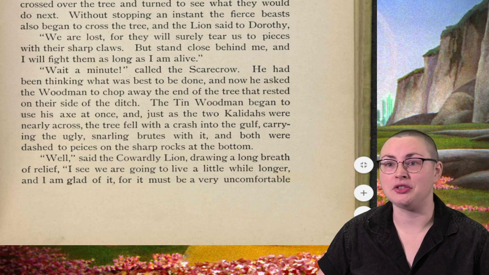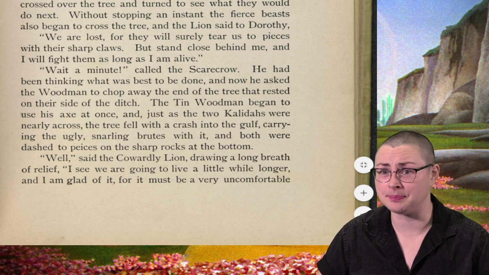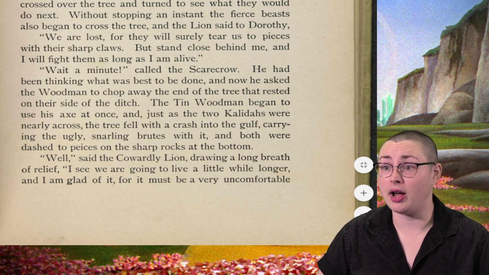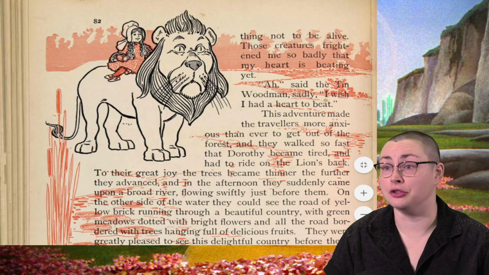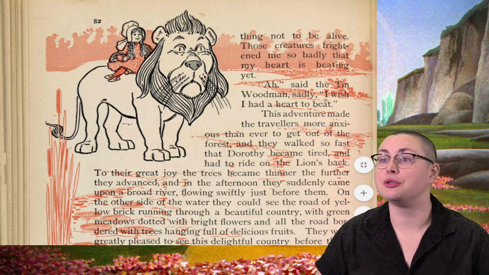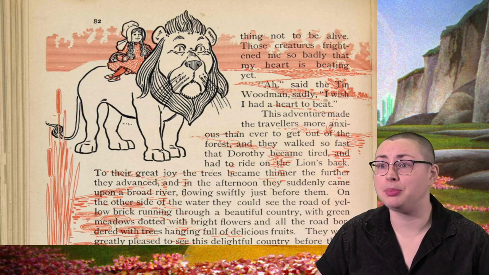The Tin Woodman began to use his axe at once, and just as the two Kalidas were nearly across, the tree fell with a crash into the gulf, carrying the ugly, snarling brutes with it, and both were dashed to pieces on the sharp rocks at the bottom. "Well," said the Cowardly Lion, drawing a long breath of relief, "I see we are going to live a little while longer, and I am glad of it, for it must be a very uncomfortable thing to not be alive. Those creatures frightened me so badly that my heart is beating yet." "Ah," said the Tin Woodman sadly, "I wish I had a heart to beat."